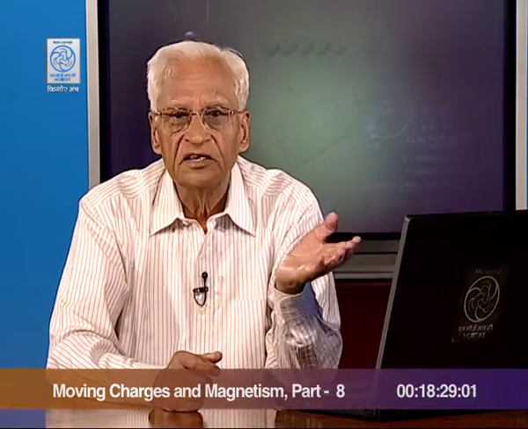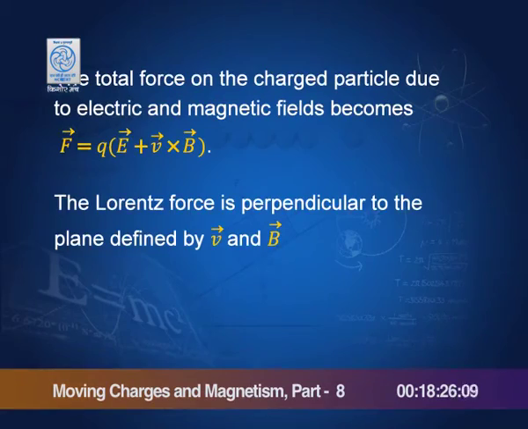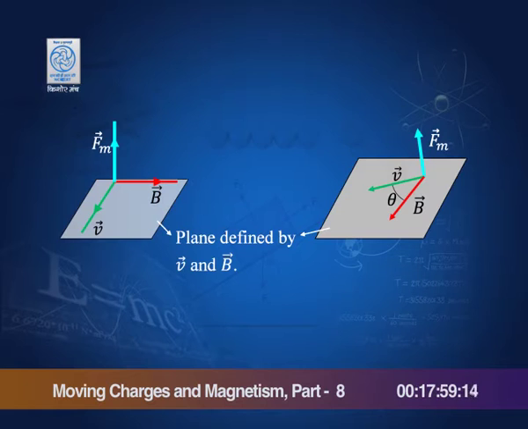Now, if an electric field is also present, then the total force on the charged particle, as we have seen earlier, is given by qE plus q into v cross B, that is, q into within the bracket E plus v cross B. And you also need to be reminded that the Lorentz force v cross B is perpendicular to both B and v, that is, perpendicular to the plane containing B and v. B and v lie in this plane, and the force is perpendicular to that plane.